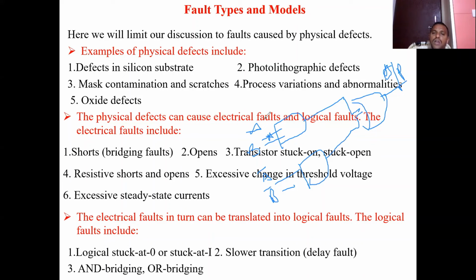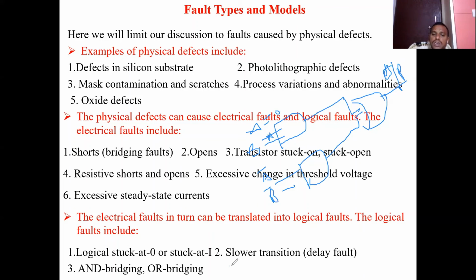Stuck at 0 means that for this A input, 0 will always be applied, even if you change to any other value. It will always apply only the 0 value instead of changing. So you will always get A equal to 0, and for A equal to 0 you get the output only at this point. If you change these values, we cannot get the correct value for the given inputs. So that is stuck at 0 and stuck at 1.